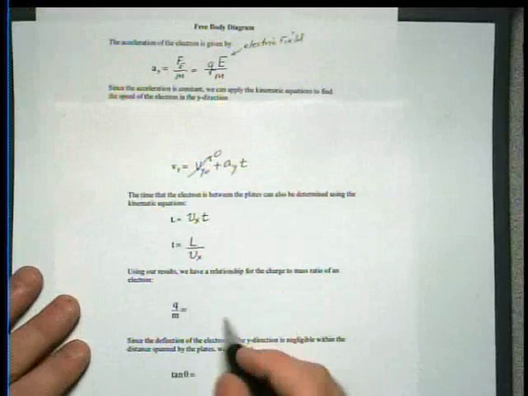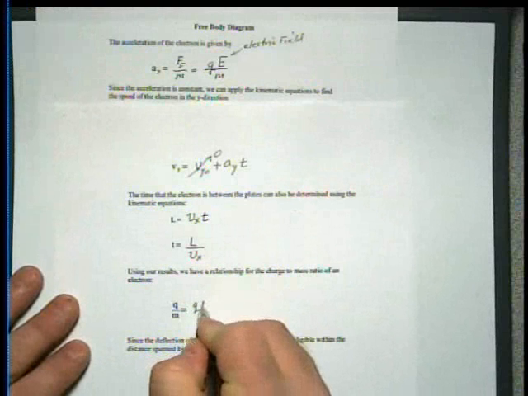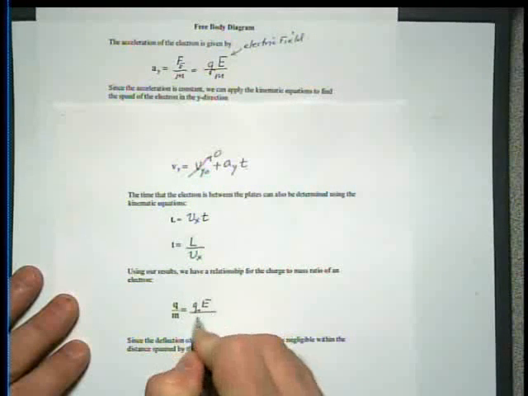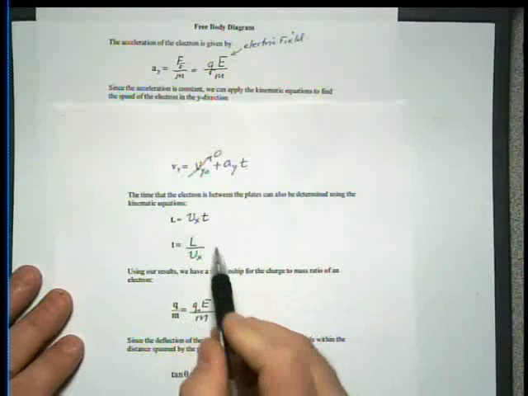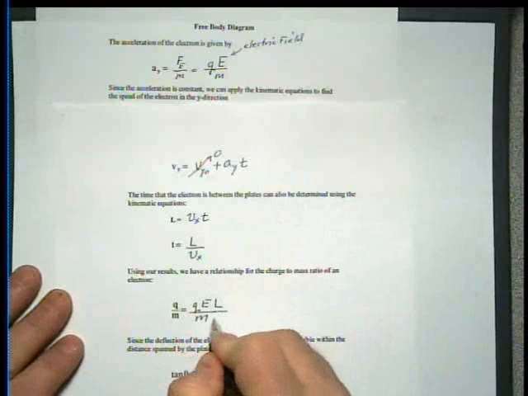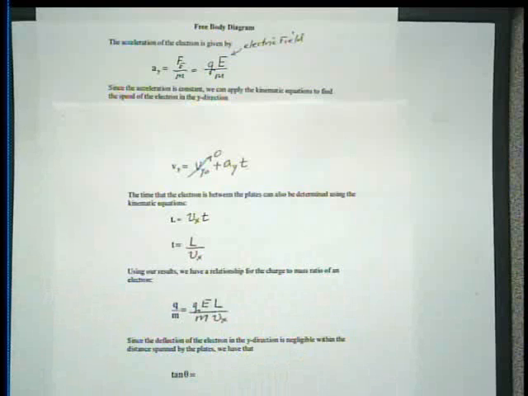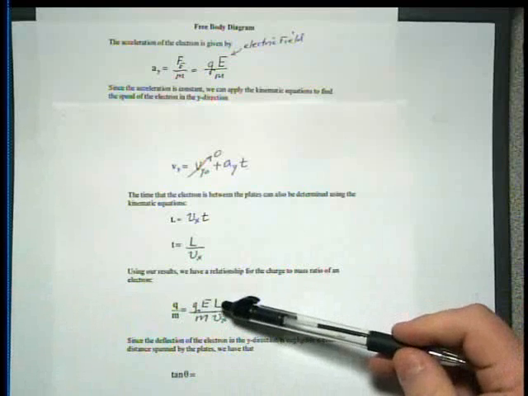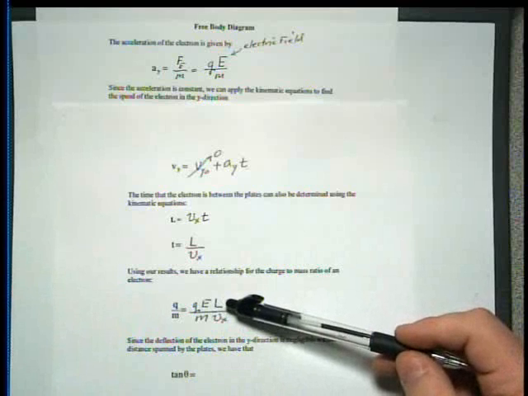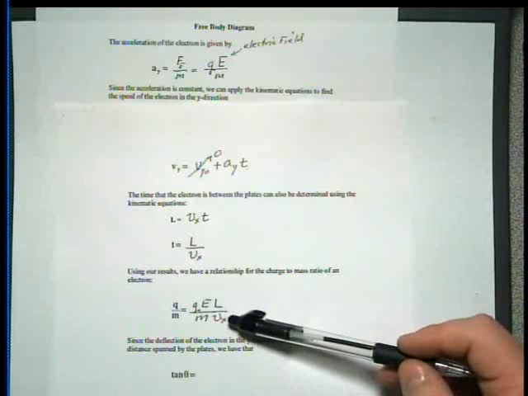So if I do that, let's see, I've got a, which is qE over m, and then I have times t, which is L over Vx. The length of the plates, that's not too hard to find. I can do that. Vx, that's going to be a problem. How the heck am I going to get the speed? I'll show you in a minute. I got a way to do that.